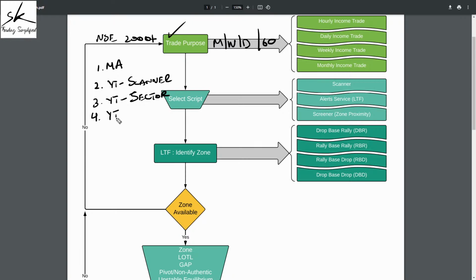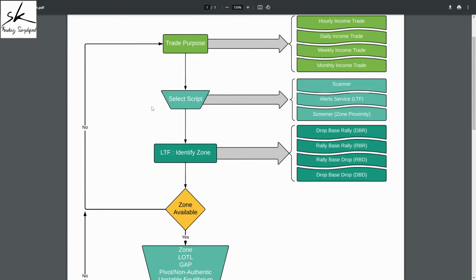Fourth example, on my YouTube channel, search for top-down analysis. You'll be able to find a video on top-down analysis, which can again help you in shortlisting symbols. So these are 3-4 different examples of scanners and screeners, which can help you in getting a smaller list of symbols. But you're not restricted only to these 3-4 different scanners and screeners. Let's look at a few examples.